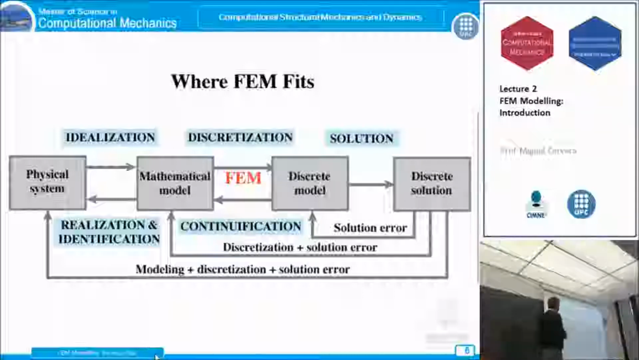It is of help exactly to do this, to discretize a mathematical model, to create a discrete model, and then it's up to you to get the solution of the model and to make sure that your solution error and your discretization error and your modeling error are inside the allowable bounds. Okay? But the finite element method is not a solution for everything, it's just a tool to cross this gap.